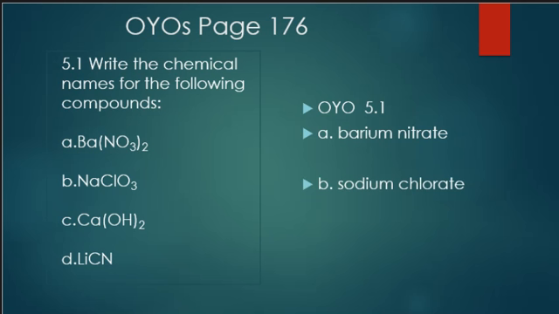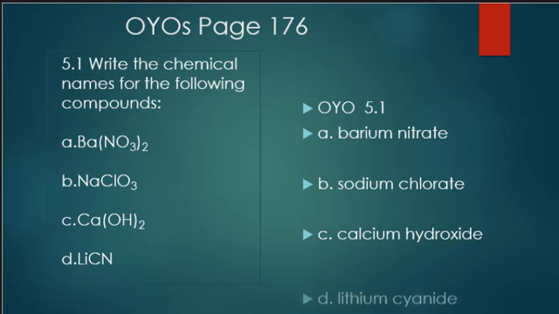Calcium, which is in group 2. What is it? Calcium hydroxide. And the last one is lithium. What is CN? Lithium cyanide. Poison. Poison. All right, so lithium cyanide.